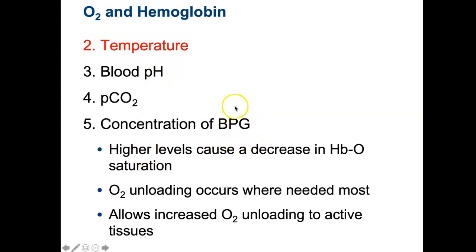This BPG, this is a byproduct of glycolysis, the first step of cellular respiration, right? So higher levels cause a decrease in the hemoglobin oxygen saturation. So if any of these are high, you're going to have more oxygen unloading. So high temperature, high blood pH, high CO2, high intermediate of cellular respiration, meaning you're doing cellular respiration a lot, is going to cause more oxygen to be unloaded at the tissues where all of these are high.